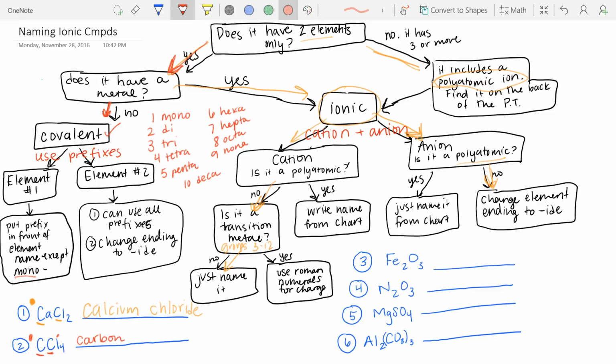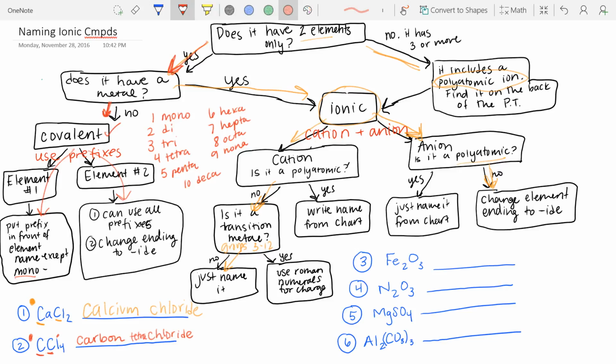Okay, so we've done this side, but now we need to do the element 2 section. Element 2 can use all the prefixes, but you have to change the ending to IDE. So Cl is chlorine, but we have 4 of them. The prefix for 4 is tetra, so I would add tetra to the beginning, and I would need to change the ending to IDE. So instead of tetrachlorine, I'm in fact going to have tetrachloride. Okay, and that's how I would write my final answer.